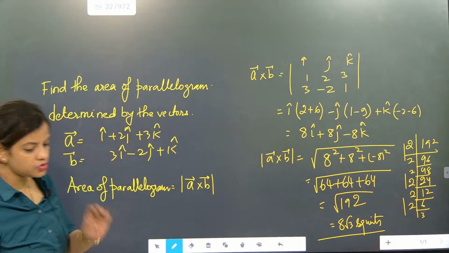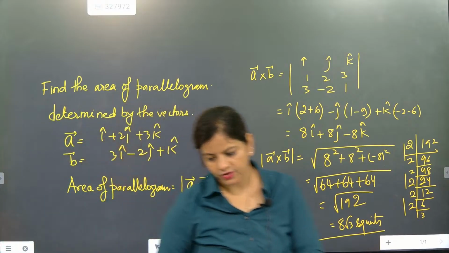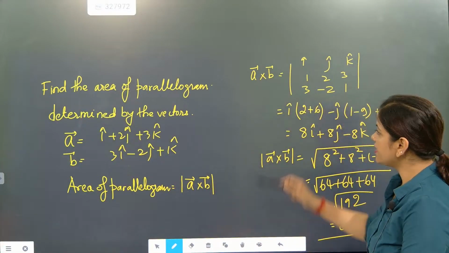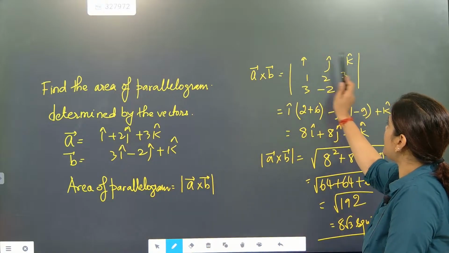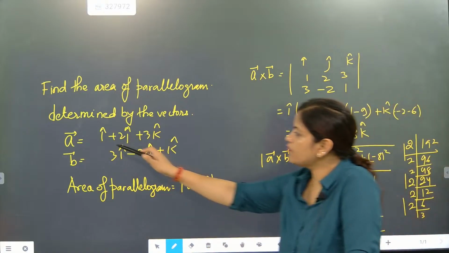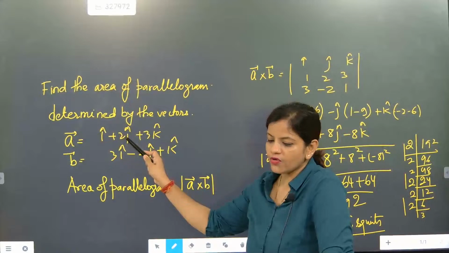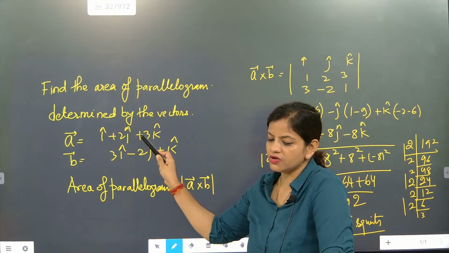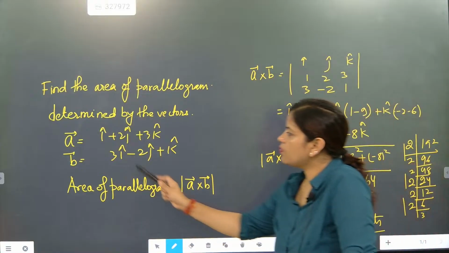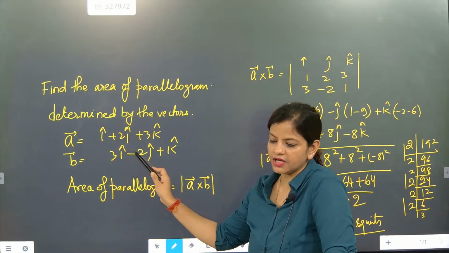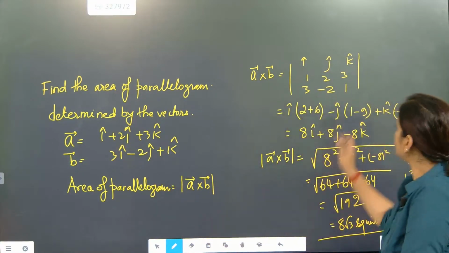Yes, to calculate the cross product value, see, A vector is there. You write down the ijk components. So what is the coefficient of i? 1. What is the coefficient of j? 2. What is the coefficient of k? 3. So write here 1, 2, 3. Now here, what is the coefficient of i? 3, minus 2 and 1. So you wrote here.